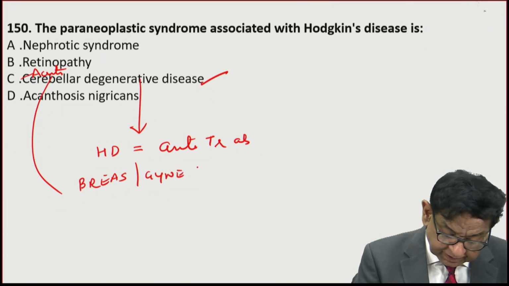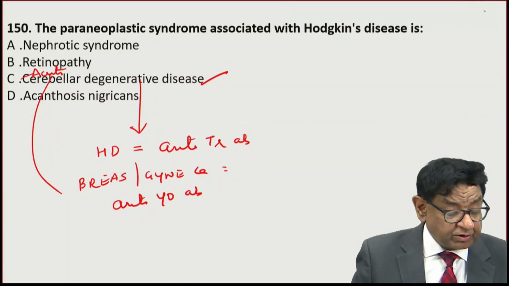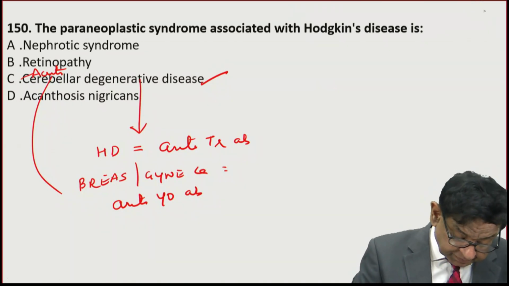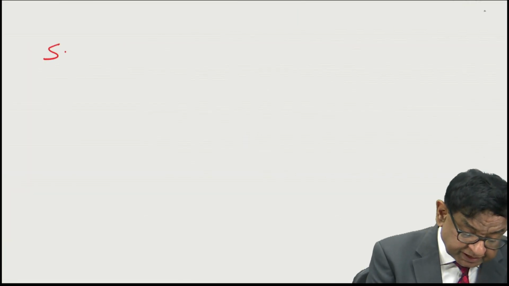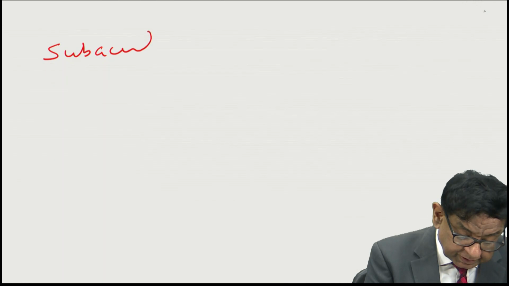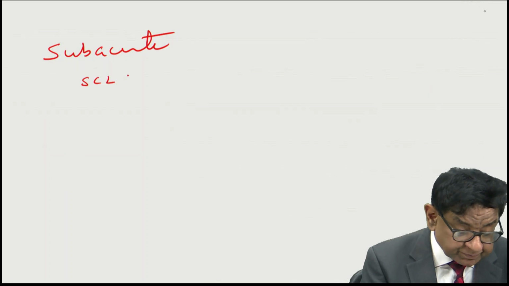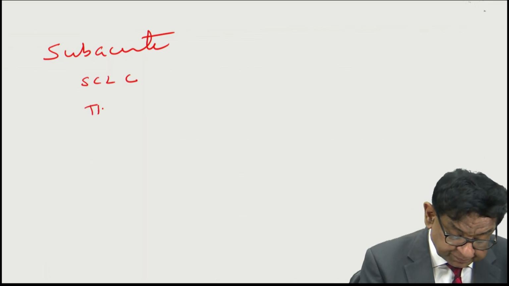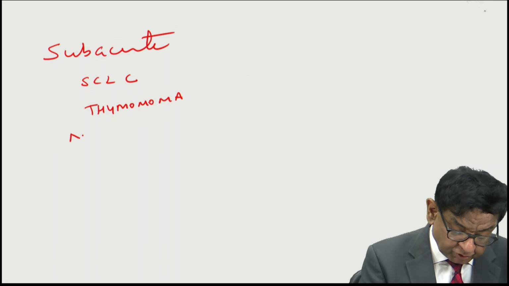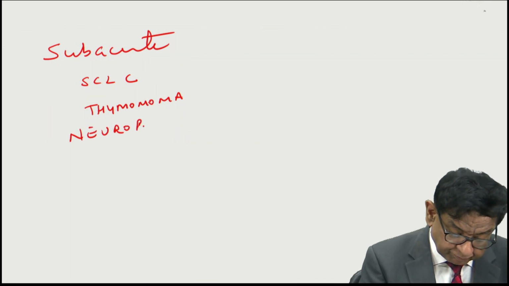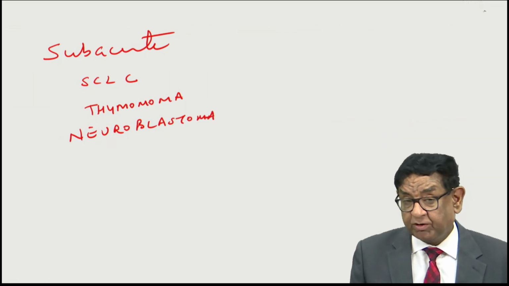This acute cerebral degeneration can also occur in breast carcinoma and gynecological cancer. Then it is seen due to anti-Yo antibodies. They are all acute. And an extra edge question: there can be subacute cerebral degeneration also. Subacute cerebral degeneration is seen in cancers like small cell lung cancer. It can occur in thymoma. It can occur in neuroblastoma. Okay, but here all are subacute.